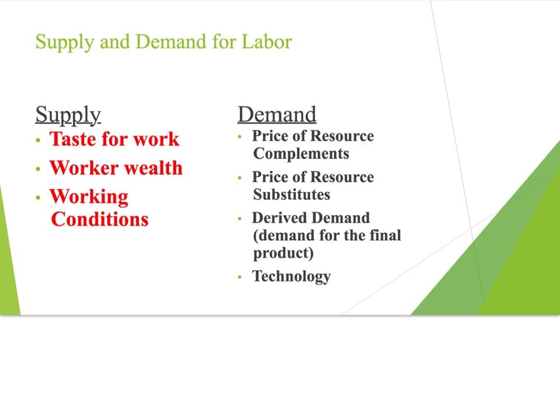Getting on to the supply and demand for labor. Supply might shift for labor, which is us as the workers supply labor. So might be things like taste for work, worker wealth, working conditions, and the demand for labor comes from the firm's aspect of they buy our labor. So it might come from, well, how easy is it to replace us, or the derived demand for labor, or the technology available to help the worker be more productive.